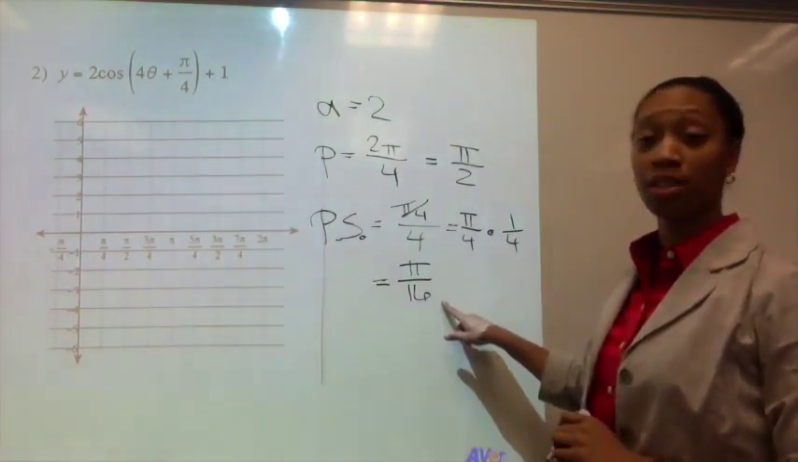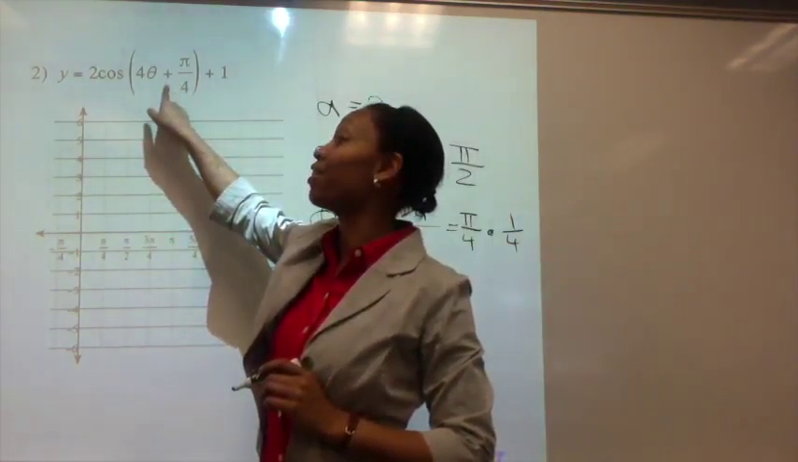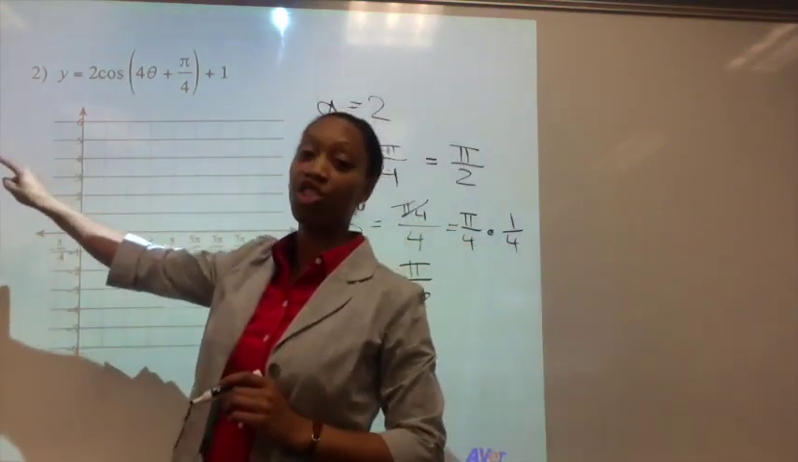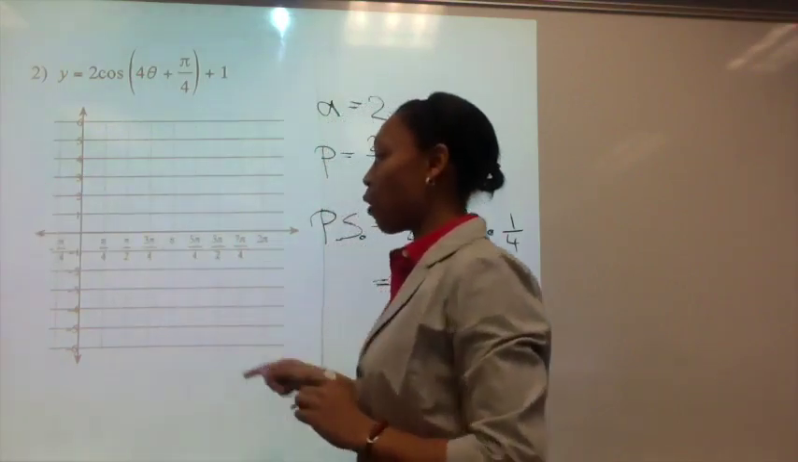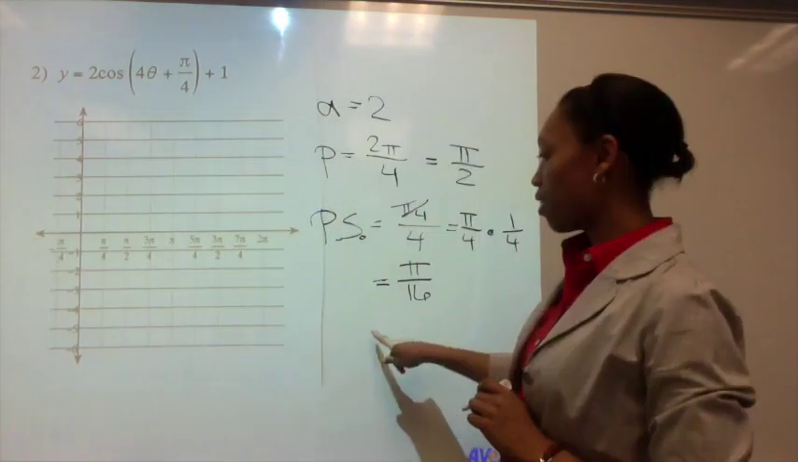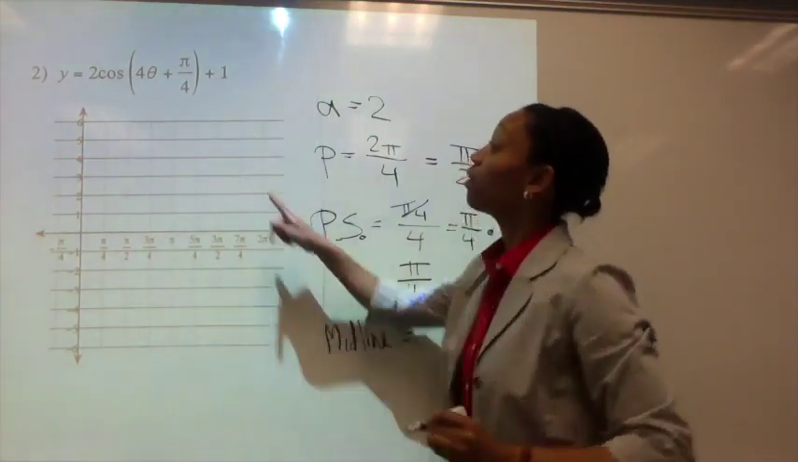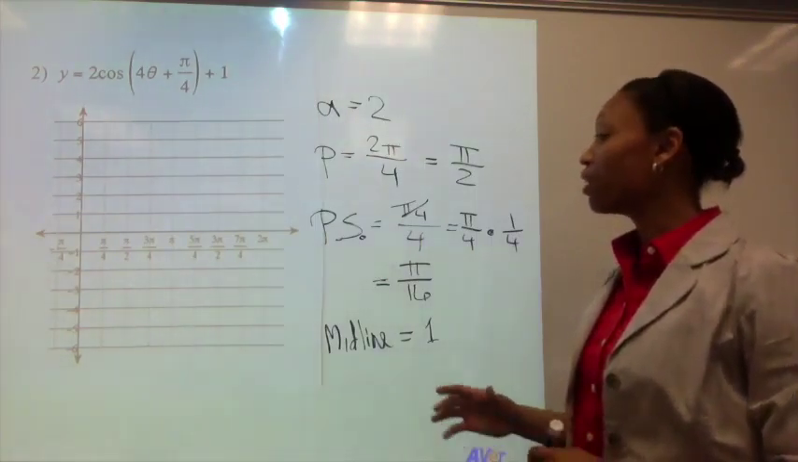Positive or negative pi over 16? It looks like we have a plus in here. So instead of shifting this way, I'm actually going to have to shift towards off of the screen. So I wonder if I'm going to have enough axis here. And then the midline is what? +1.